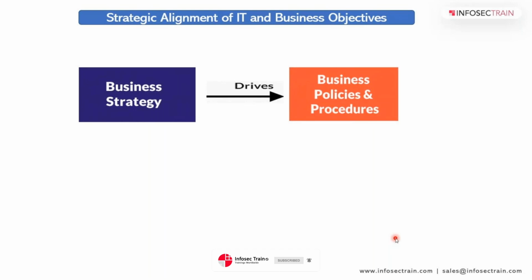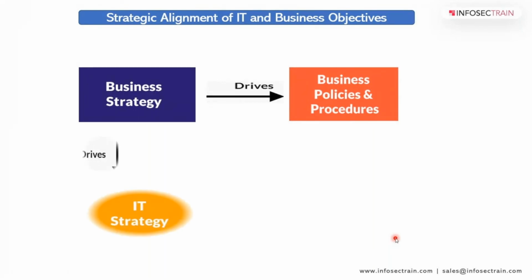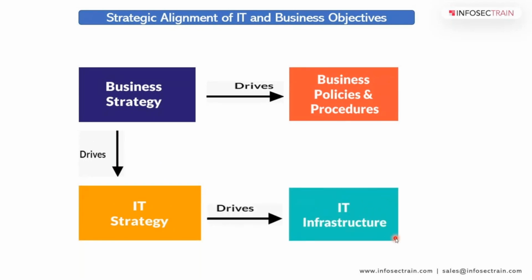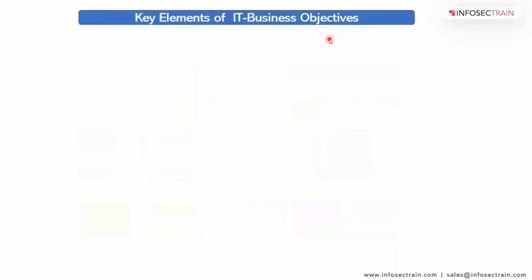So business strategy drives business policies and procedures, which drives IT strategy, which drives IT infrastructure. IT strategy enables business strategy, and IT infrastructure supports business policies and procedures. So this was a pictorial representation of strategic alignment of IT and business objectives. In the next slide, we are going to look at key elements of IT business objectives.